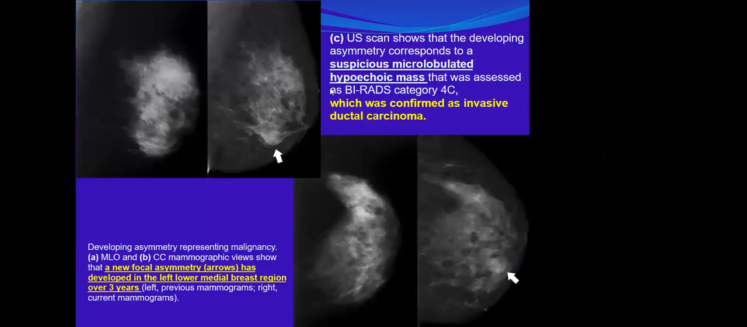Okay, so what is going on here? This is MLO, 2 MLO, and this is CC view. This is previous and now. So we are dealing with developing asymmetry, very clear, very obvious. Okay, ultrasound demonstrates a hypoechoic mass. It was assessed as BI-RADS 4C and confirmed to be ductal carcinoma.